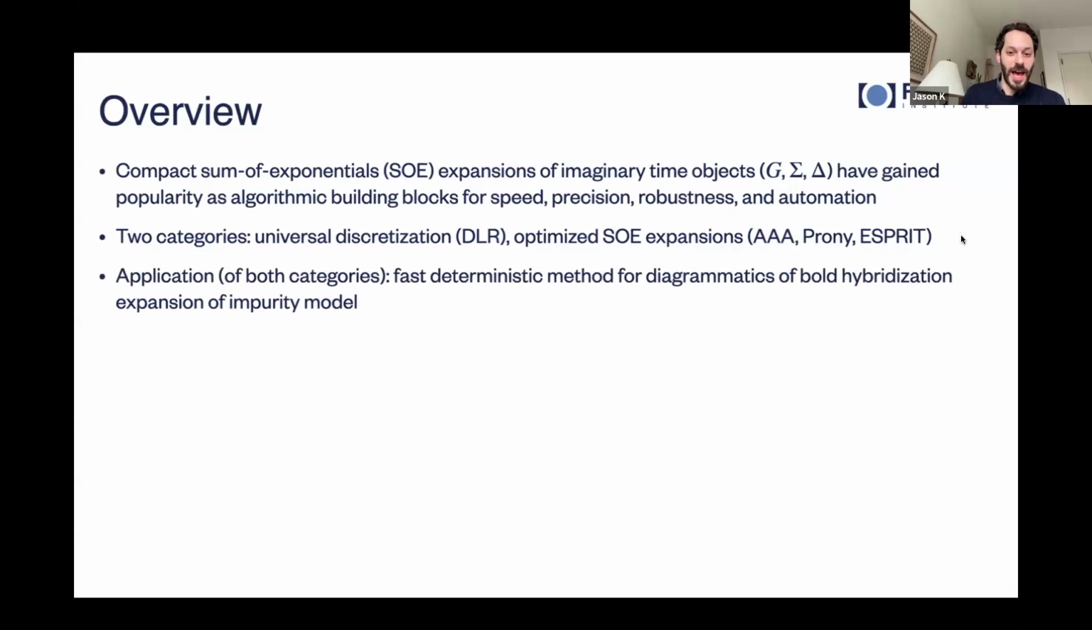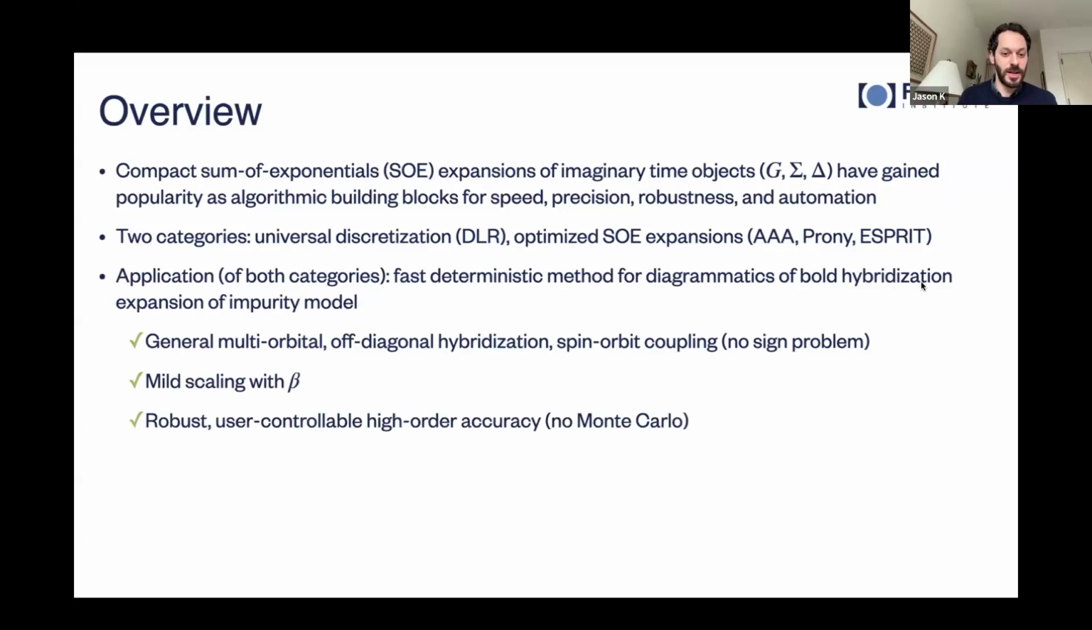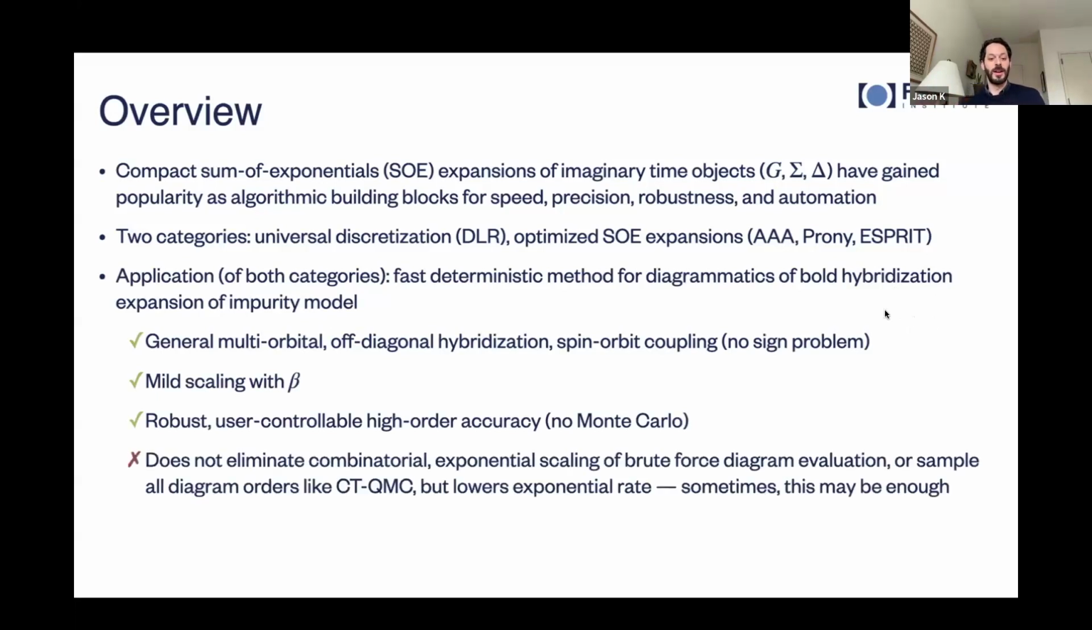Then I'll talk about this application, which is a fast deterministic method for evaluating diagrams for, in our case, a bold hybridization expansion of an impurity model. We're going to try to get, in the end, an impurity solver which can deal with very general hybridization functions, scale mildly with temperature as you lower the temperature, and deliver high-order user-controllable accuracy at a fixed diagram expansion order, so there's no Monte Carlo here.